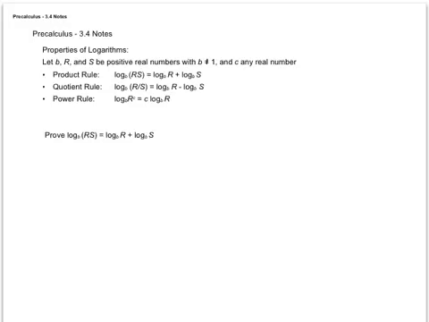Okay, so in section 3.4 we're looking at properties of logarithms. There's tons of properties of logarithms, and you've seen them all before. Here they all are right here. The biggies are the product rule.